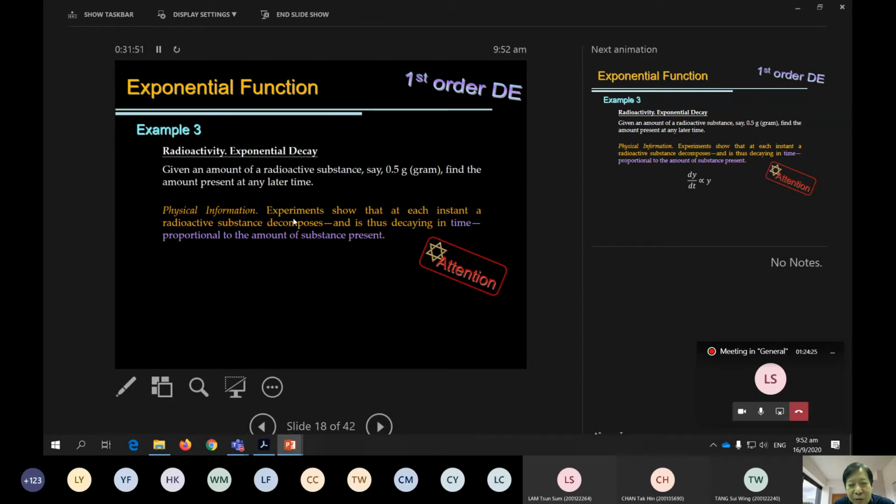Now the physical information is showing the experiment: at each instant, how the radioactive substance decomposes. This is a real-world problem described in words. In the common sense of exponential decay, given problems like this, how are we going to use mathematical models, like calculus and derivatives, so that we can find the solution at any one time?